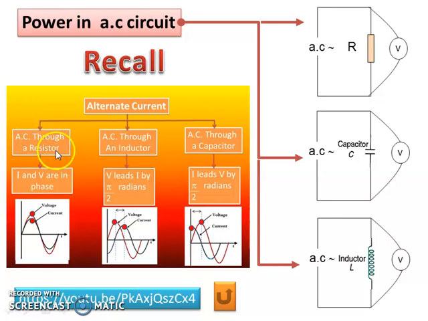So for AC through a resistor, I and V are in phase. For AC through an inductor, V leads I by pi per 2 radians. And for AC through a capacitor, I leads V by pi per 2 radians.